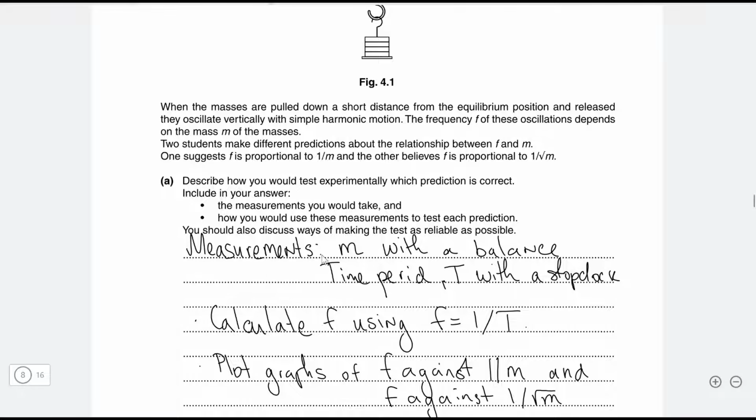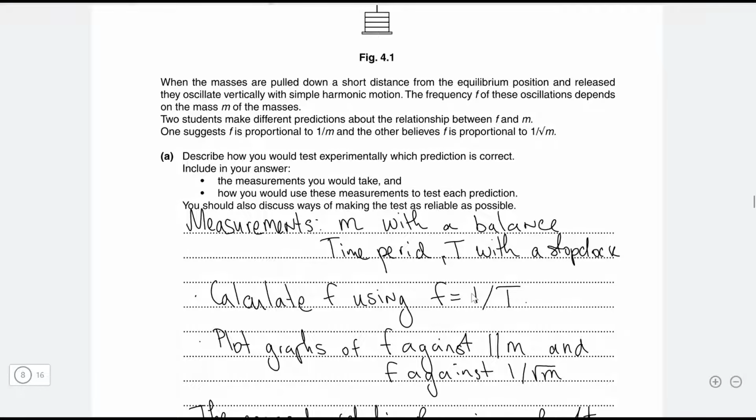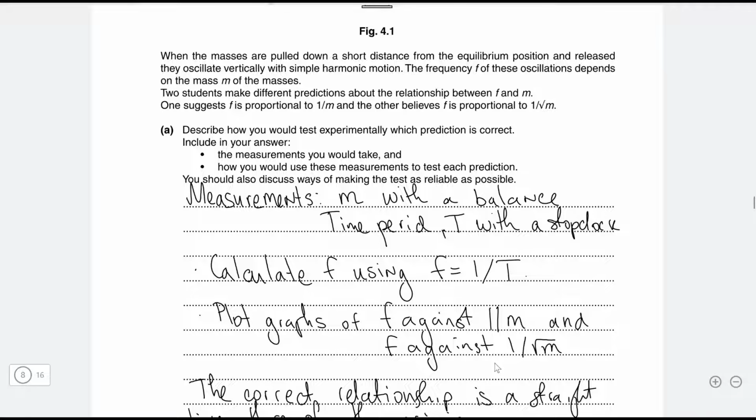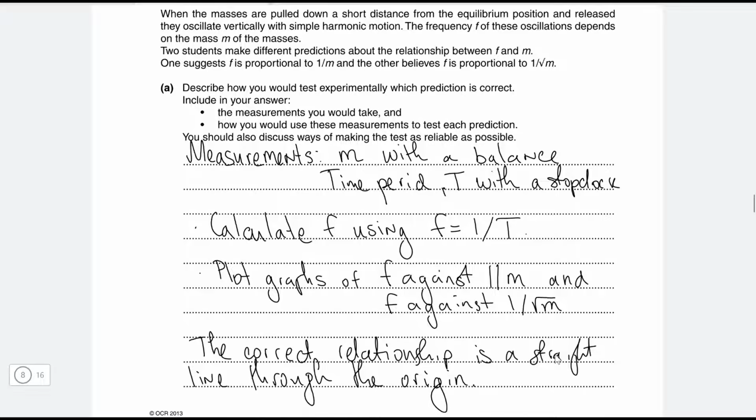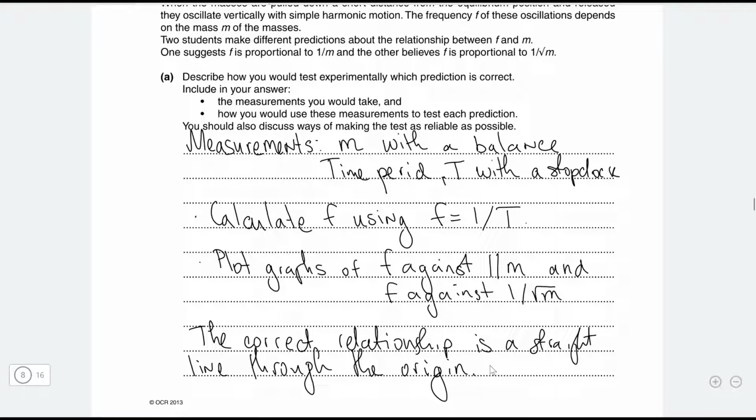We're going to measure the mass M with a top pan balance, and we're also going to be measuring the time period with a stop clock. I'm going to calculate the frequency using 1 over the time period. The only way to decide really would be to plot the graphs of f against 1 over M and f against 1 over root M. The correct relationship will produce a graph which is a straight line through the origin.